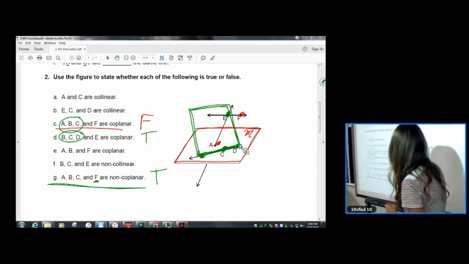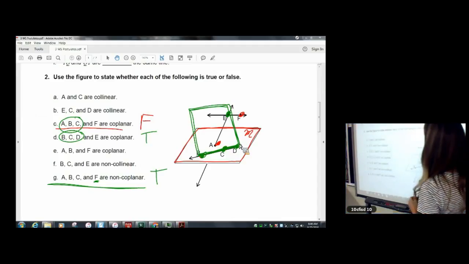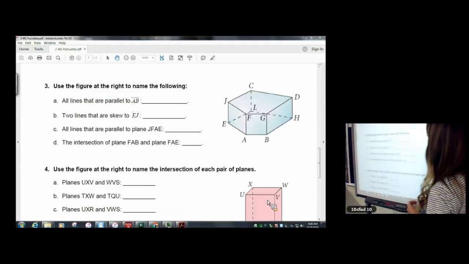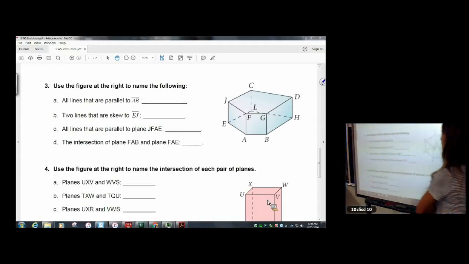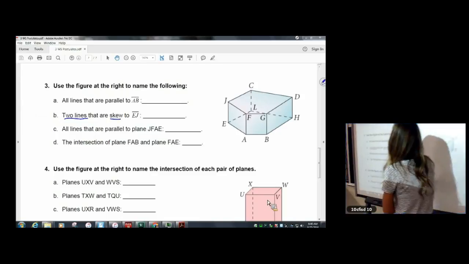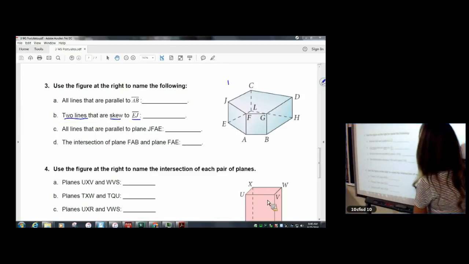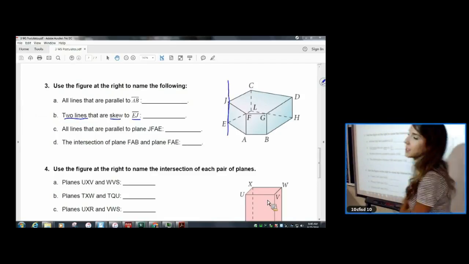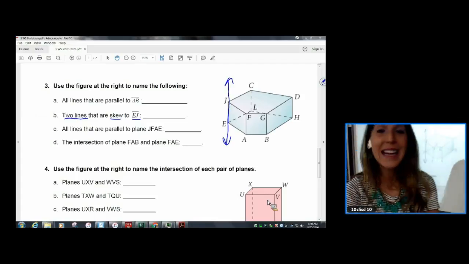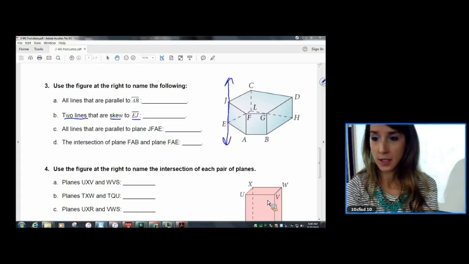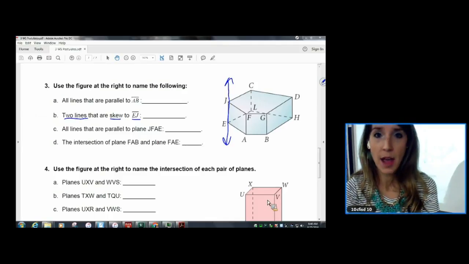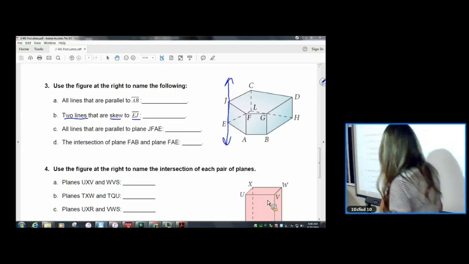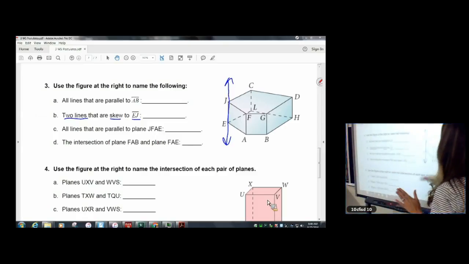Okay, last one that you asked about is 3B. Use the figure at the right to name the following 2 lines that are skewed to line EJ. Now, did I write all the possible answers on the answer document? No, I didn't, because there's a lot of possible answers. We want to find lines that will never intersect my blue line, but we can't write down ones that are parallel. So actually, let me do in red all the ones that are not eligible.